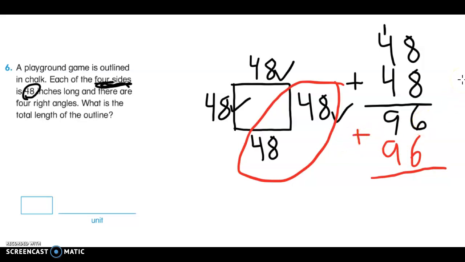So watch out for these strategies and which one makes the most sense to you. If this doesn't make sense, don't do it. Do the one that makes sense to you.